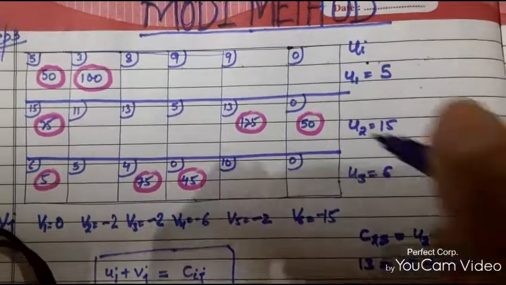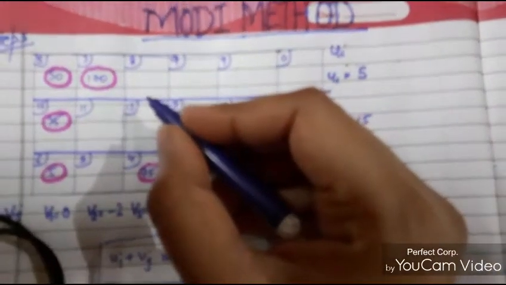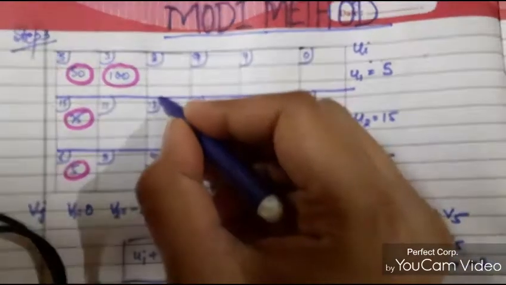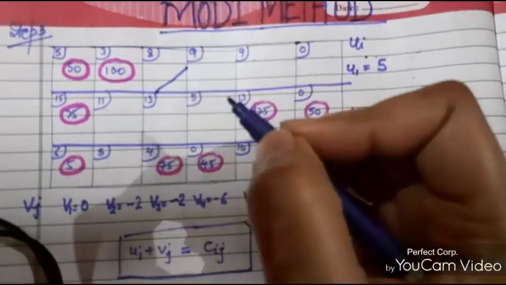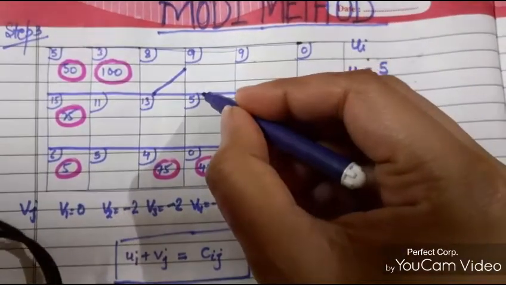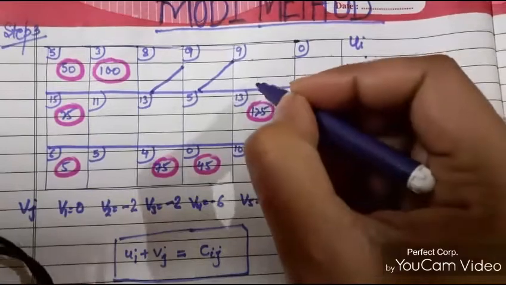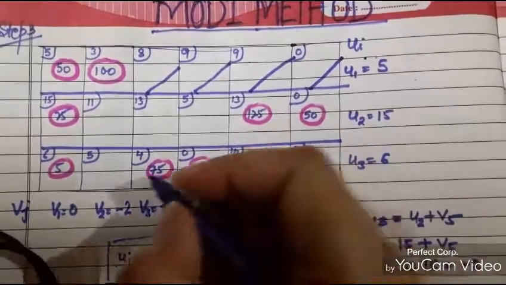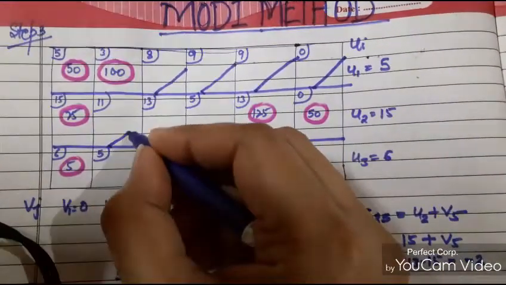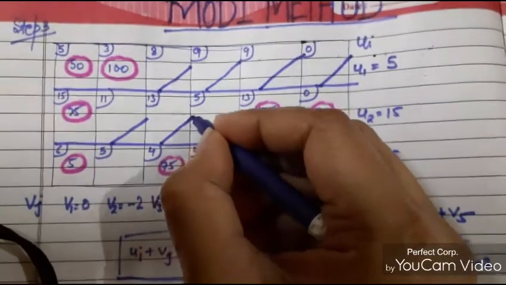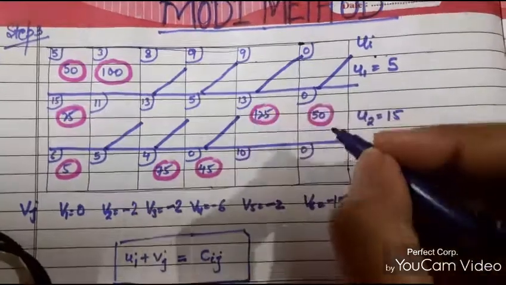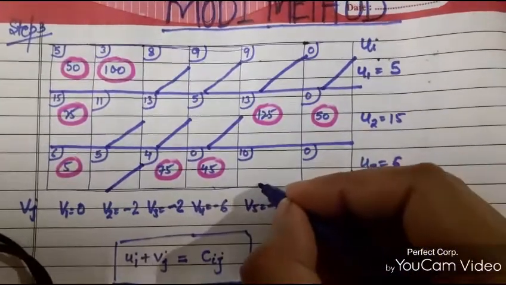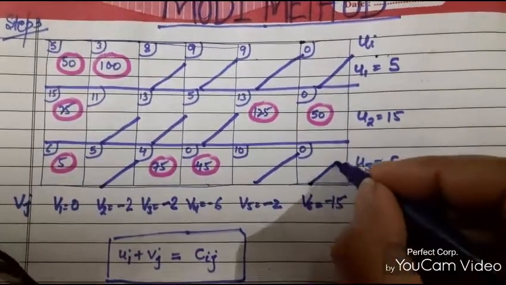For finding the Dij's for all unoccupied cells, firstly we will identify which are the unoccupied cells. So as you can see, this is not having any allocation, so this is an unoccupied cell. This cost is also not having any allocation, this is also an unoccupied cell, this is not having any allocation. All the cells which are not having allocations are unoccupied cells. Right, this one and the last, this one.